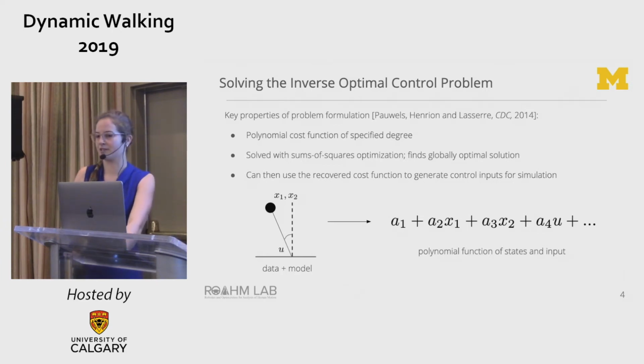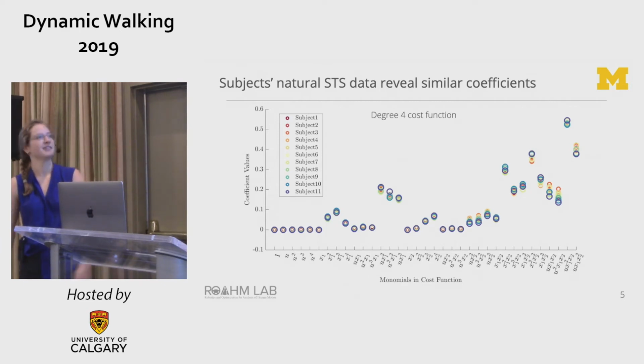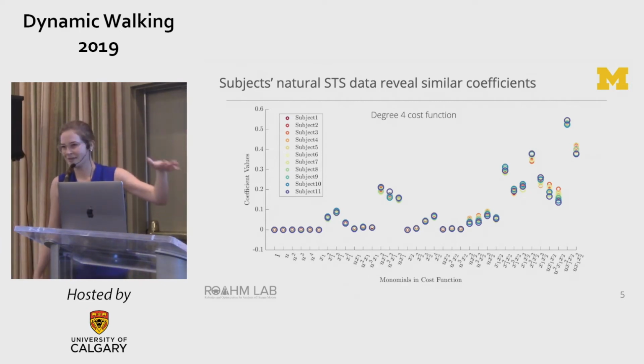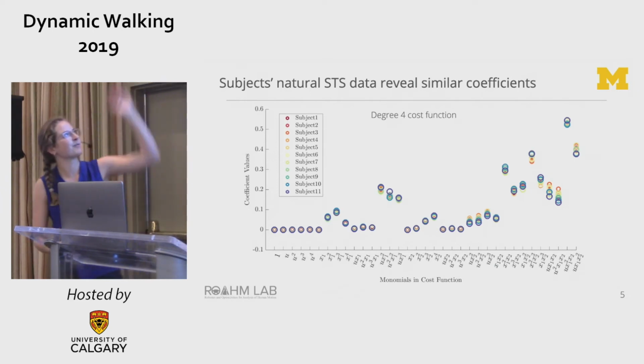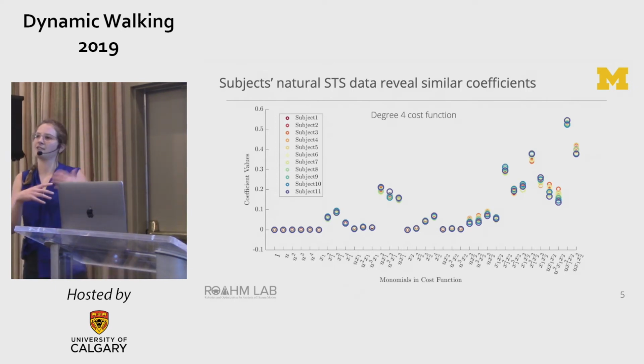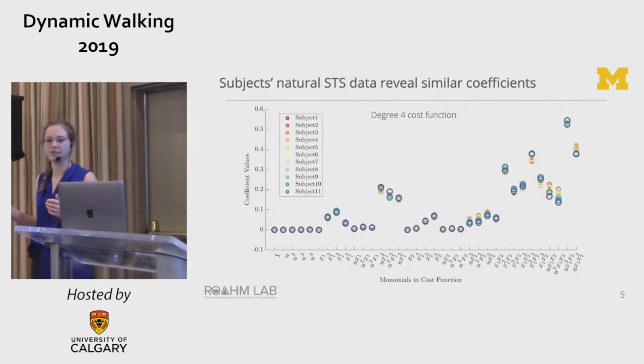So let's see what a degree 4 polynomial cost function looks like for all of our 11 subjects. There's a lot going on here. On the x-axis we have every monomial that appears in a degree 4 cost function for a pendulum model, and then the weights on these monomials on the y-axis. And right away, we notice that across 11 subjects, these cost functions look really similar. Which is interesting, but let's see how well these cost functions work in simulation.